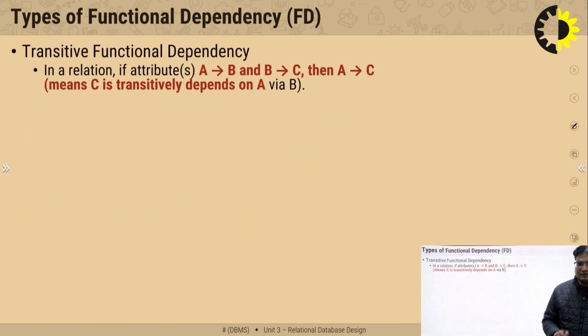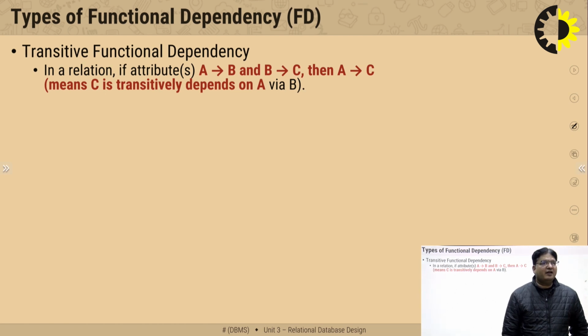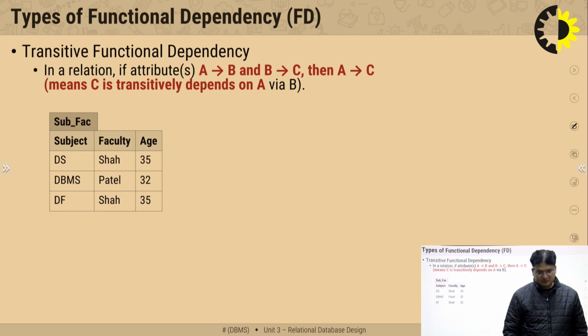Next is transitive dependency. Suppose A determines B and B determines C, then we can say that A determines C. That is, C is transitively dependent on A via B. Let us see a relation having three attributes: subject, age and the faculty. Subject lists are DBMS, DS and DF. The faculty name is Shah, Patel, Shah, and age is given. Two numeric values are there, 35 and 32.